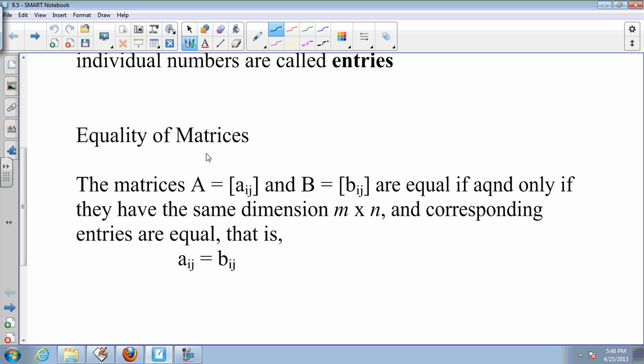So equality of matrices: matrix A and matrix B are equal if and only if they have the same dimension m by n and corresponding entries are equal. So every spot in A is the same as the spot in B.